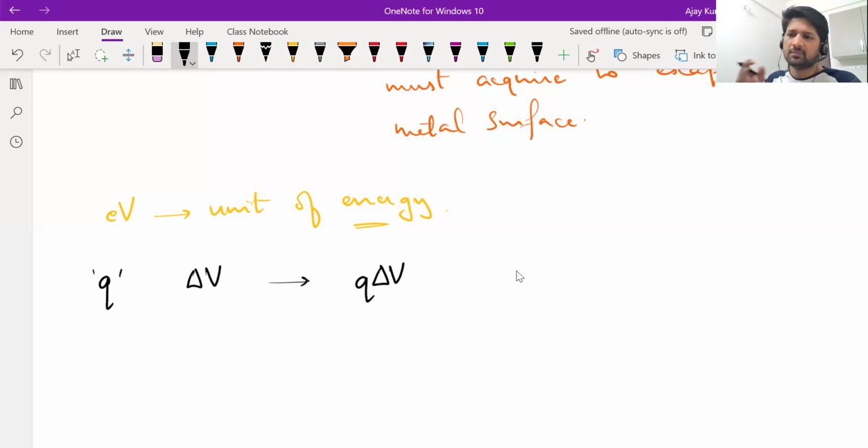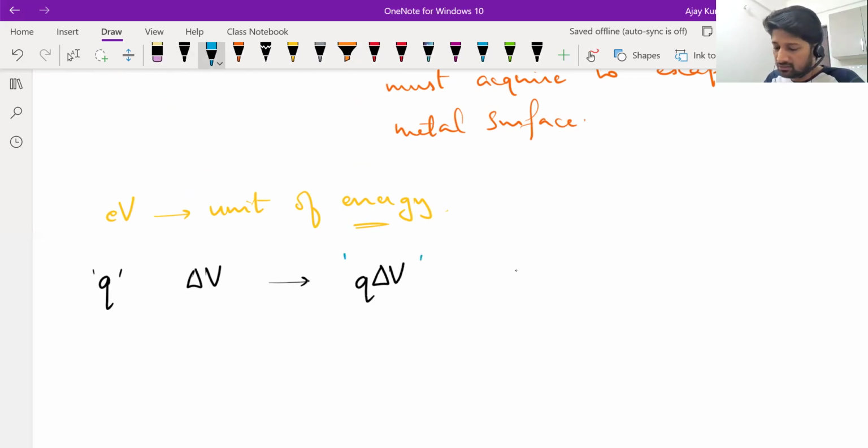For example, positive charges like to go in the direction of electric field. Okay, means they like to go from high potential to low potential. So when you take a positive charge from high potential to low potential, its kinetic energy will increase. But if you force it to go from low potential to high potential, its kinetic energy will decrease by the same amount. So when a charge Q goes through a potential difference delta V, then its kinetic energy increases or decreases by Q delta V.